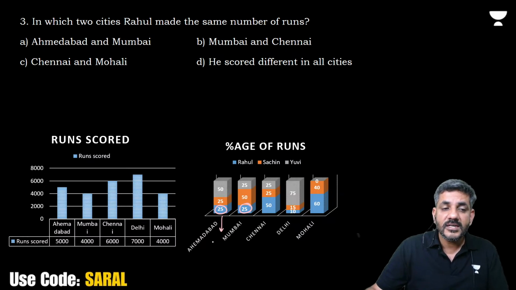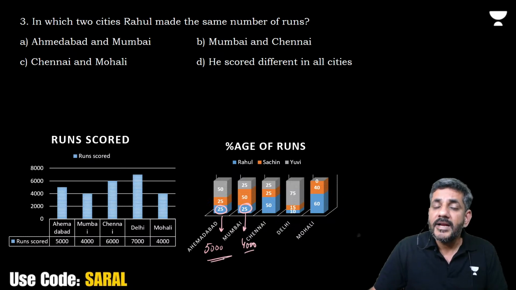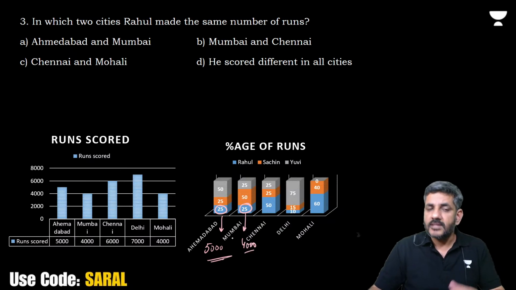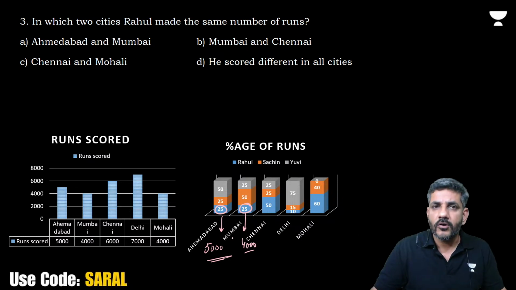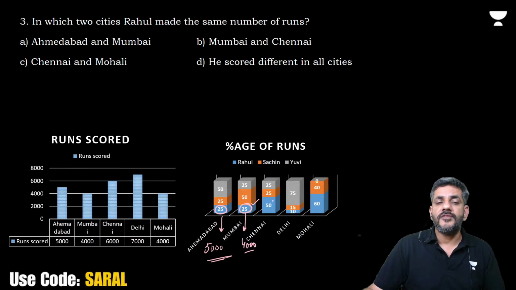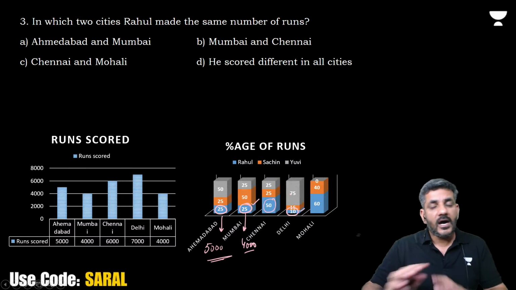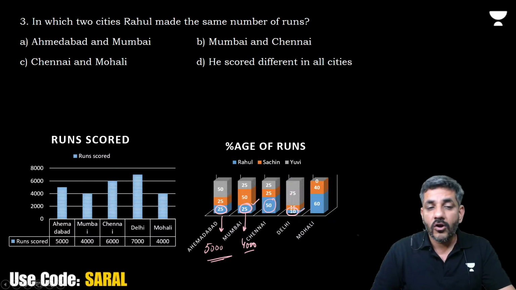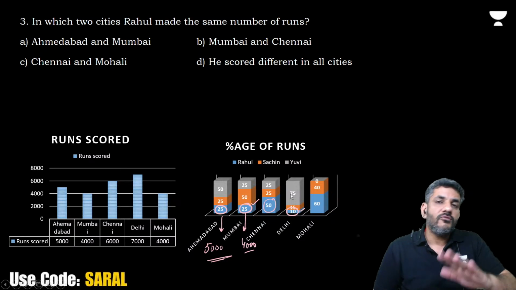This 25% is out of the total runs in Ahmedabad. This 25% is out of the total runs in Mumbai. So they might not be equal. Rather, if the bases are different, they're definitely not equal. But 25% of one city might be equal to 50% of another city, might be equal to 10% of another city. Unless I calculate them, I'll not be able to say which two are equal, which two are not. So here, once again, I would say probably a table would have been better.